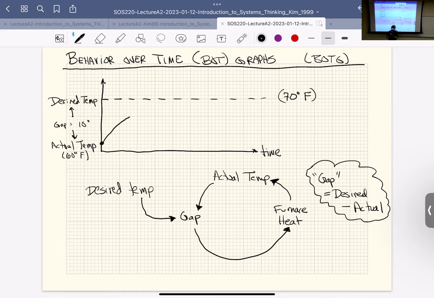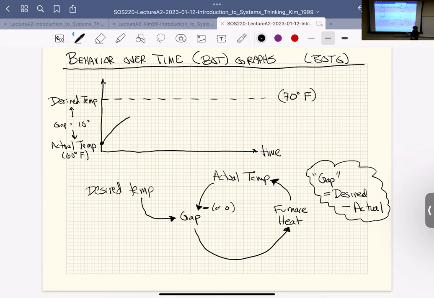And so if my furnace is working, then it should cause my temperature to rise. And so as the actual temperature increases, what happens to the gap between desired and actual? It gets smaller, right? So it decreases. Everybody see that? So I'm going to put a little minus, or you could say O, right there. So as the actual temperature increases, the gap is going to decrease. And then my behavior over time plot over here shows that, because we start out with a 10 degree gap, but as the actual temperature increases, it becomes a 7 degree gap, and then a 5 degree gap, and so on. So already we see that as actual increases, gap decreases.